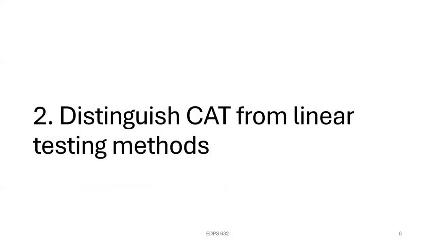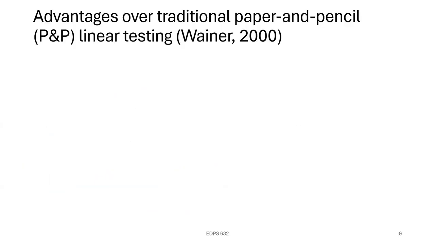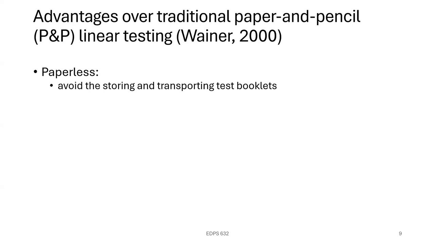Our second session is: what's the difference between CAT and linear testing methods? Well, let's discuss the advantages over the traditional paper and pencil exam from this author, Wainer, 2000. He published the first computerized adaptive testing book, and there are so many advantages.